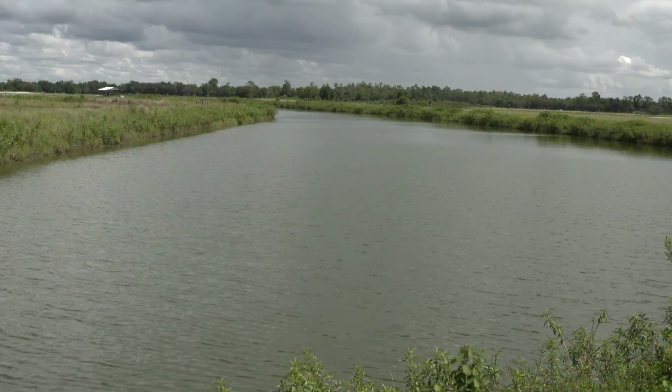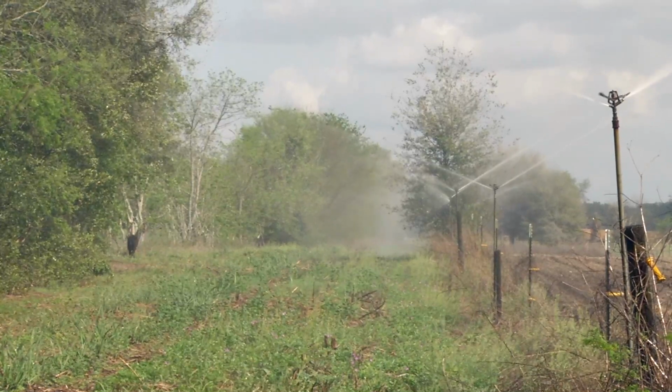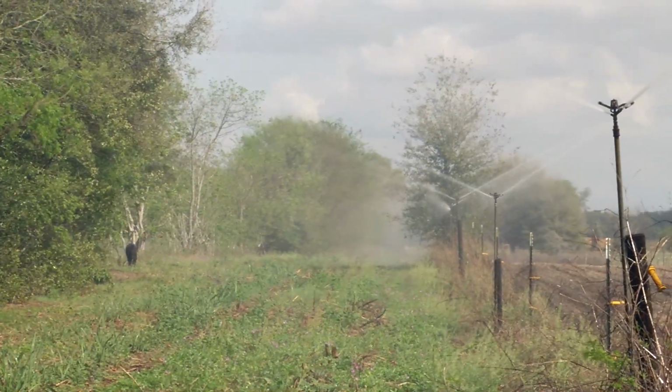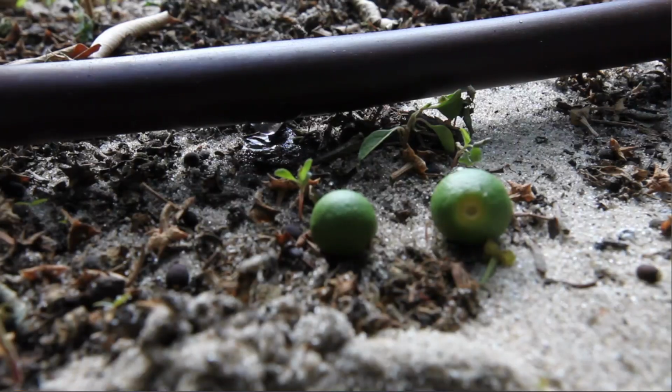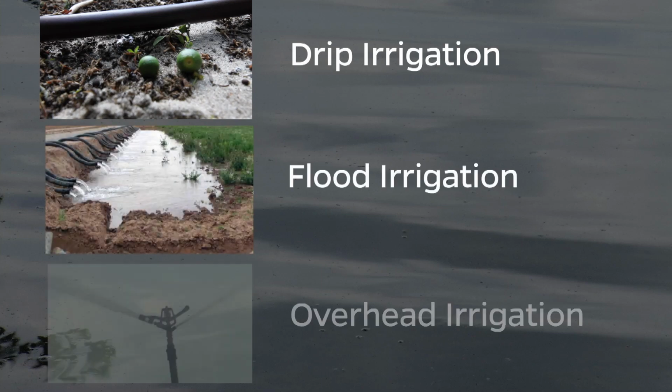In addition to understanding how your water sources can contribute to microbial risks, it's important to understand how your method of water application contributes to risk. There are 3 primary ways to apply your water to covered crops: drip irrigation, flood irrigation, and overhead irrigation.